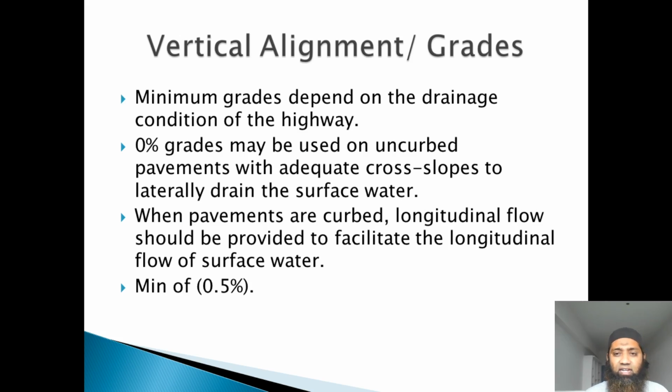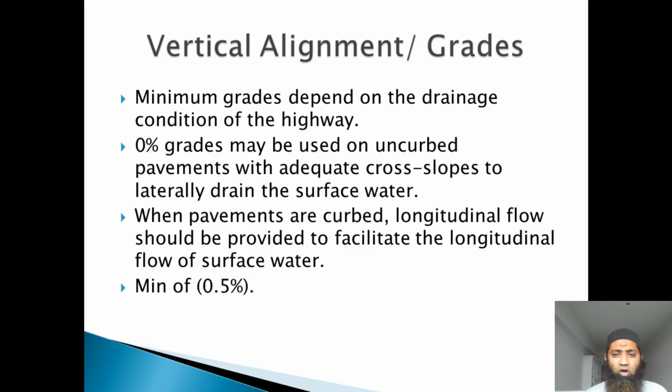You can see vertical alignment and grades. Minimum grade depends on the drainage condition of the highway also. So sometimes we also need to see what type of drainage is there, whether the drainage has been set up properly. We can't directly go for vertical curves or vertical alignment where drainage is not taken into consideration. It is very important to see how the drainage has been placed, because in the long run, when it rains heavily, if the drainage level is above the alignment, above the road, then there will be a very big problem when the water cannot be moved away from the pavement, which can be dangerous to the vehicle drivers also. So this should be seen.